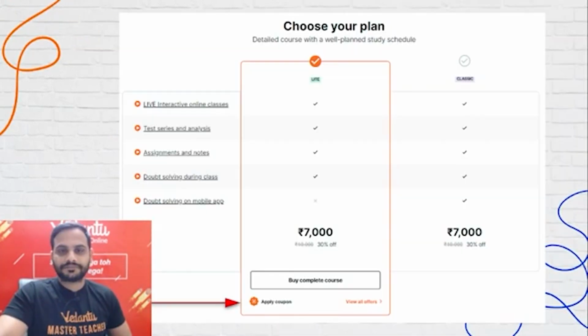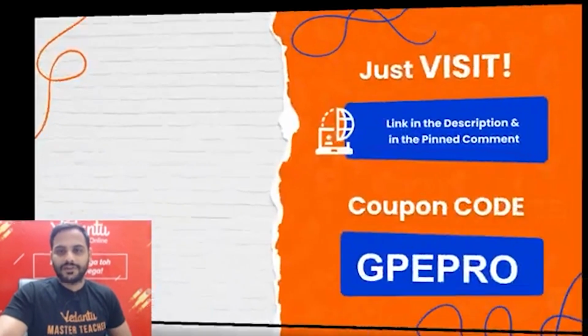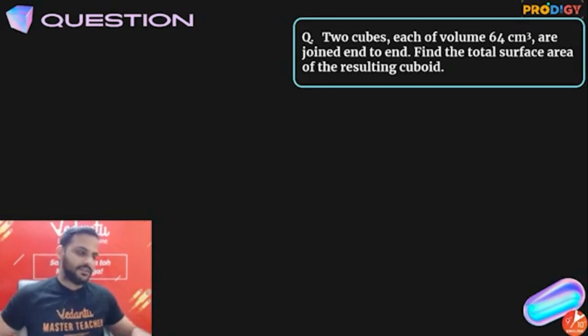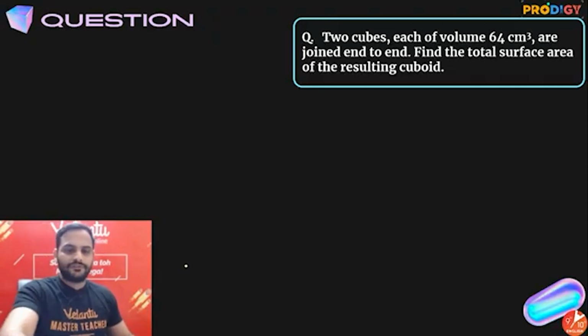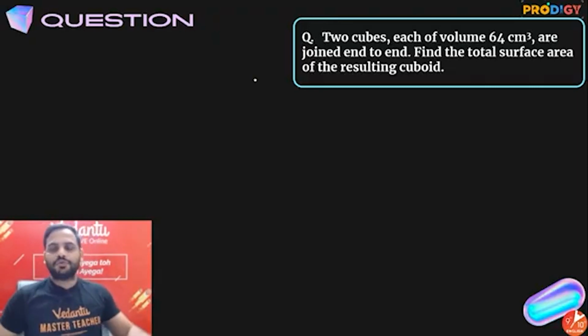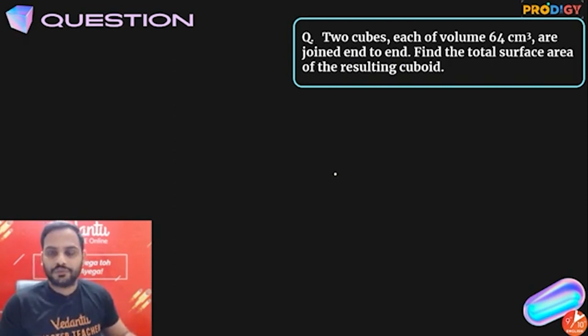All right, let's move ahead with some questions. If I start with the first question, see over here: two cubes each of volume 64 centimeter cube are joined end to end. Find the total surface area of the resulting cuboid.